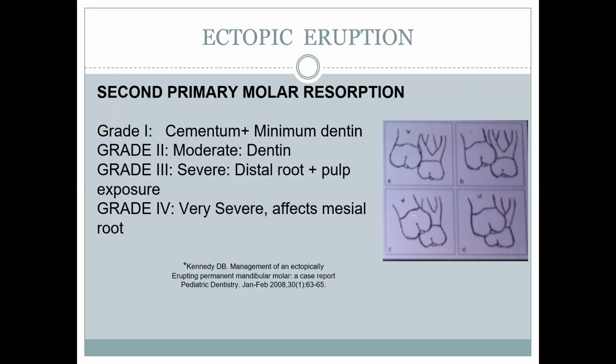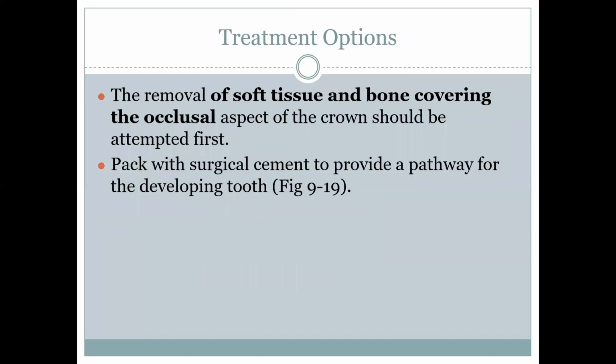And how do you treat this? Many times you keep the second primary molar in place for space maintaining purposes. If the tooth becomes symptomatic, then you would extract the tooth, and hopefully you'll be able to place a molar erupting device to upright that molar. Treatment options: again, you can remove some of the soft tissue and bony covering that surrounds the occlusal of the crown of that molar, and pack it with a type of surgical cement, which will provide a pathway for the developing tooth.